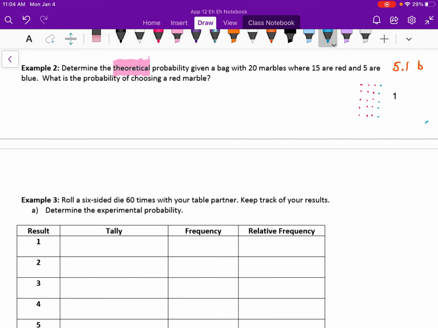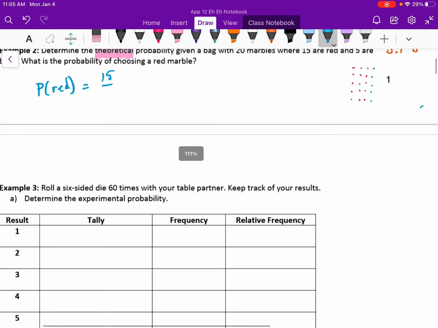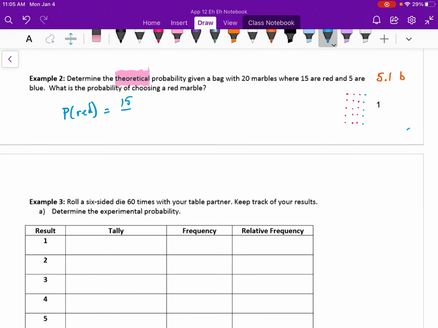But determine the theoretical probability that, given a bag of 20 marbles where 15 are red and 5 are blue, what is the theoretical probability of choosing a red marble? The probability of choosing a red marble is going to be, take a look, how many in my sample space are red? Well, there is 15. How many marbles are there in total in my sample space? There is 20.